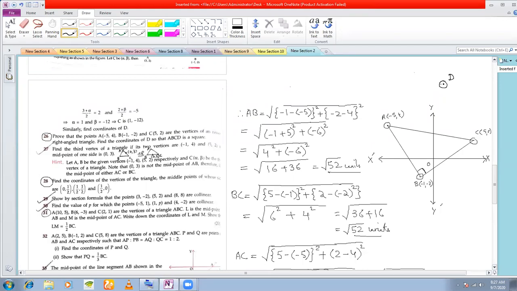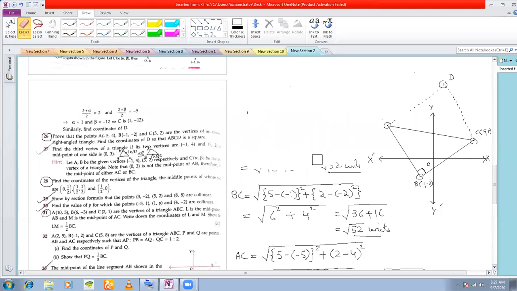You have to find the coordinates of the point D such that if we join this, it becomes a square. So what should be the coordinates of this point D? So what shall we use? Can you give me an idea of how we can start this problem? Yes, can anyone tell me?